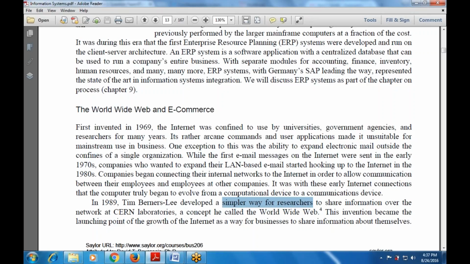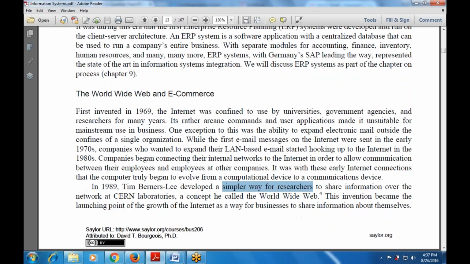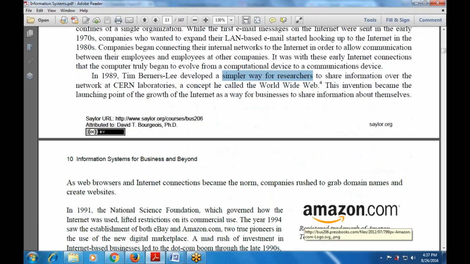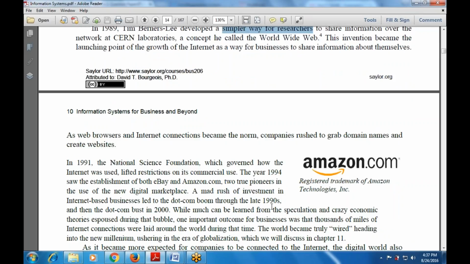In 1989, it launched the growth of the internet as a way for businesses to share information about themselves. And as the web browser and internet connections became the norm, companies rushed to grab a domain name and create a website. Nowadays, every organization has a domain name and a website. And this is one of the examples that is given, Amazon.com.